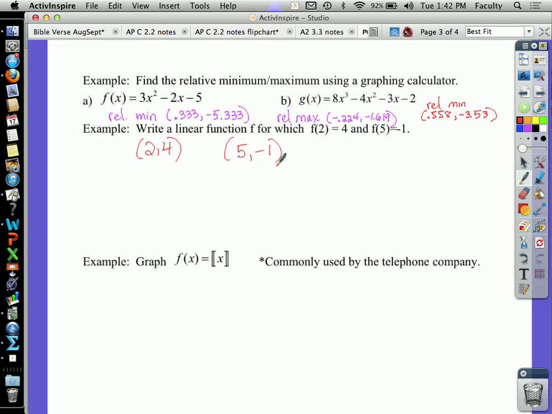And then f of 5 equals -1 is just 5, comma, -1. So how would you write a linear function for this? What would you need to find, and how would you do it? John? Find the slope. Okay, let's start there. We'll find the slope.